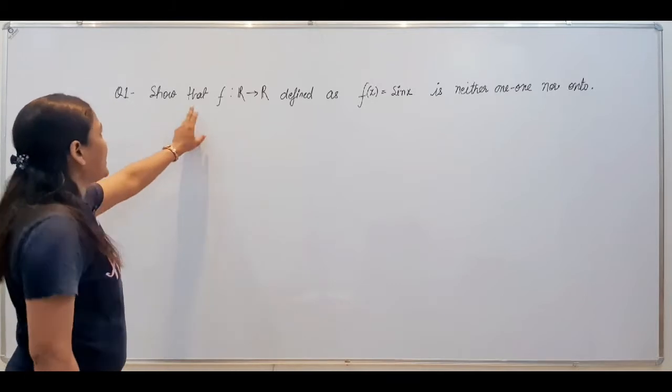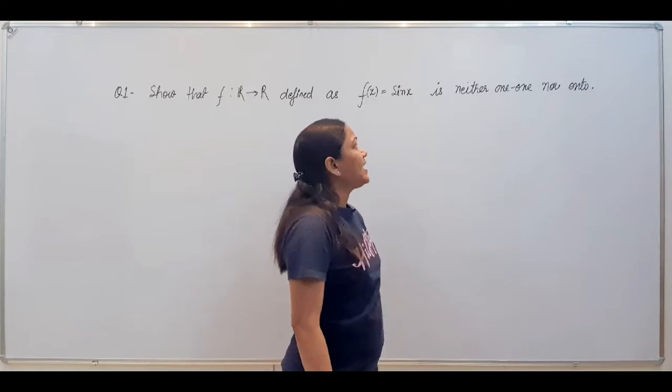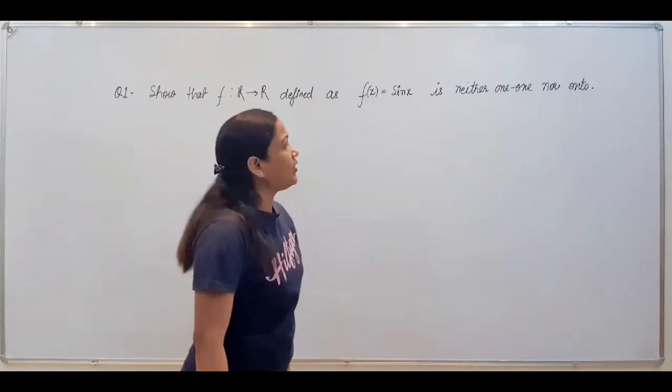Your question is, show that f is a function from R to R defined as f(x) = sin x is neither one-one nor onto.